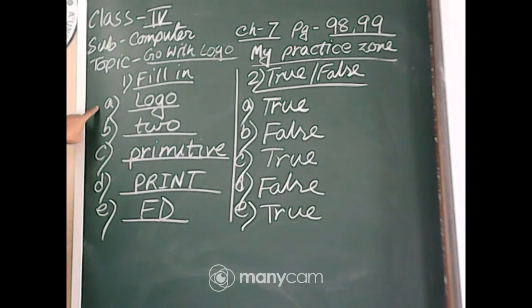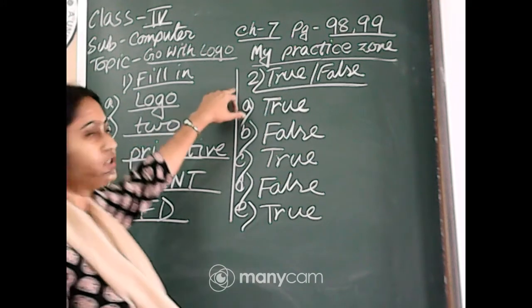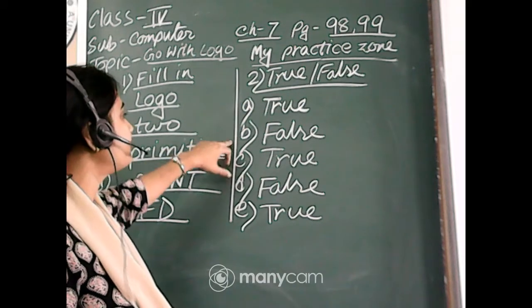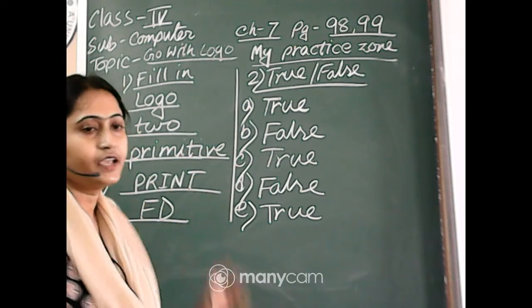So, fill in the blanks: A, Logo. B, 2. C, primitive. D, print. And E, FD. And for 2, true or false: A true, B false, C true, D false and E true.